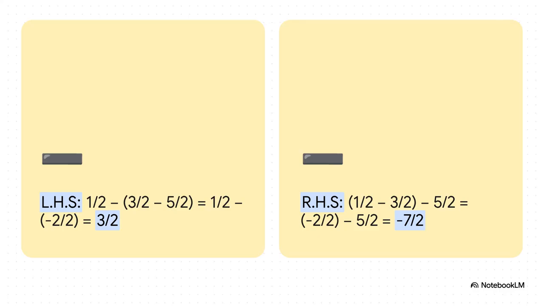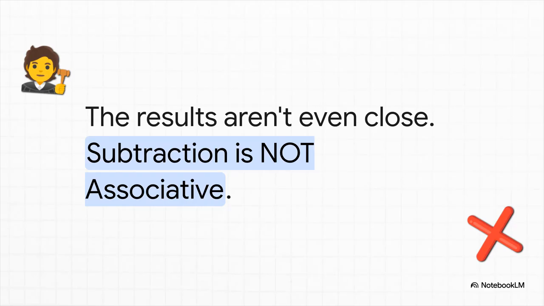Let's really examine the evidence here. On the left, the operation in the parentheses gives us -2 halves. Okay, so 1 half minus -2 halves gives us a +3 halves. But on the right, 1 half minus 3 halves is -2 halves. Subtract another 5 halves from that, and we're left with -7 halves. The results? They're not even close. Well, the results speak for themselves. Subtraction is a confirmed rule breaker. Verdict, not associative. Guilty as charged.